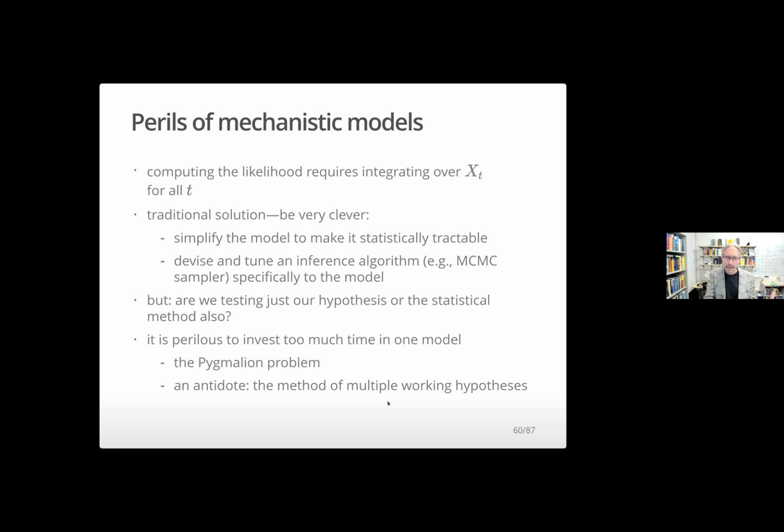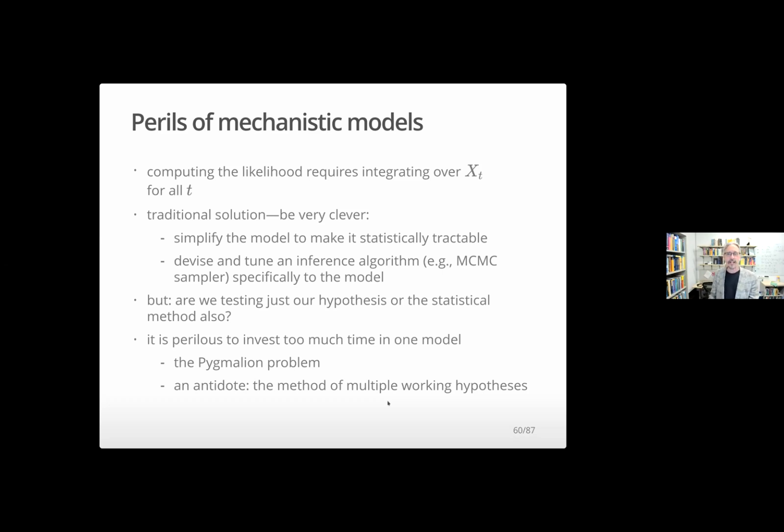But when we do this, if we have multiple models in mind, we have to ask ourselves, are we testing our hypothesis or our scientific question, or are we possibly also testing a statistical method, right? If we put different amounts of effort into tuning different models, maybe because we like one model more, or we're more familiar with that one model, another model is less well understood, then we run the risk of having that color our inference.